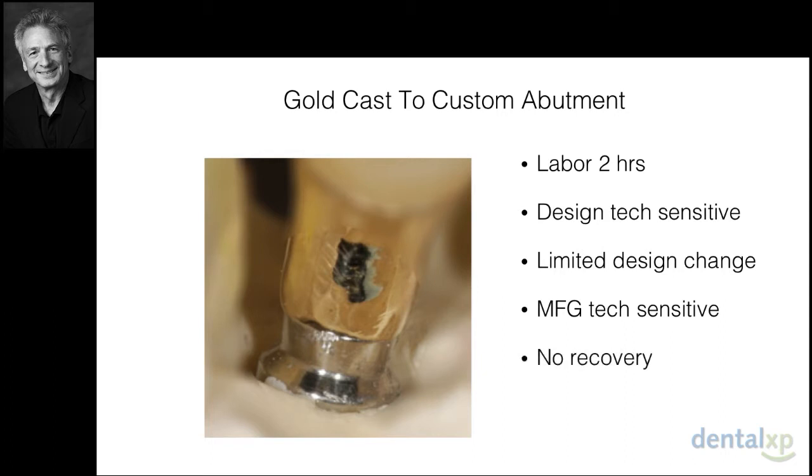There's no recovery. You lose the abutment, you start over again. Something isn't right, you start over again. So there's no recovery. And the cost of that was anywhere from $500 to $800, which was a tremendous barrier, at least in our practice, to be able to deliver to most patients this type of technology.